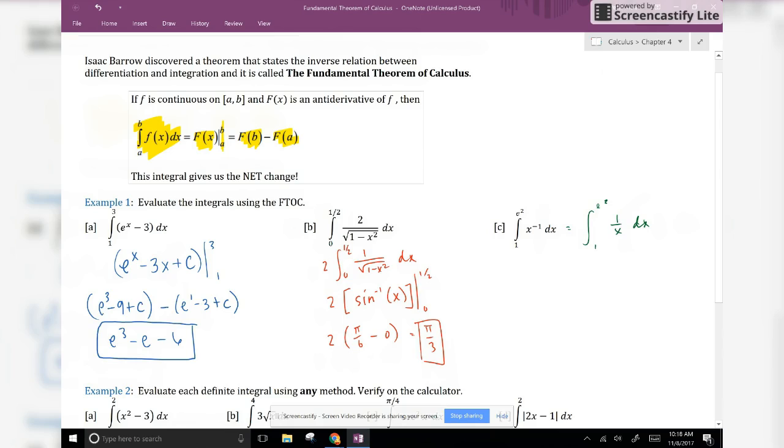Hopefully you're not saying e to the 0. Hopefully you're saying, oh, no, that is natural log. So if I do take the derivative of that, I have the natural log of the absolute value of x. And I'm going to evaluate that from 1 to e squared.